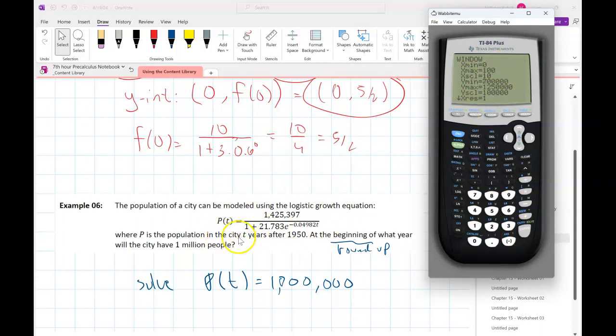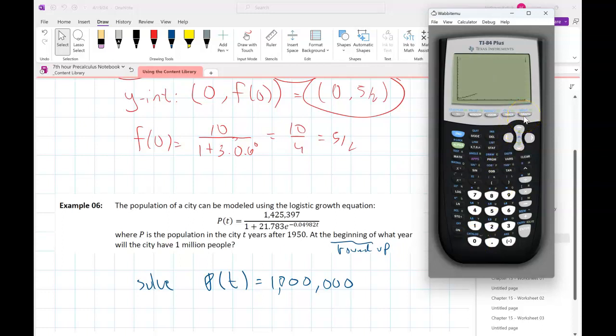The Y minimum, well, that's got to be 0, because that's the horizontal asymptote. And the Y max is going to be the other horizontal asymptote, which is C. That's too annoying of a number for me to write. I'm just going to do 1.5 million. Everybody okay?